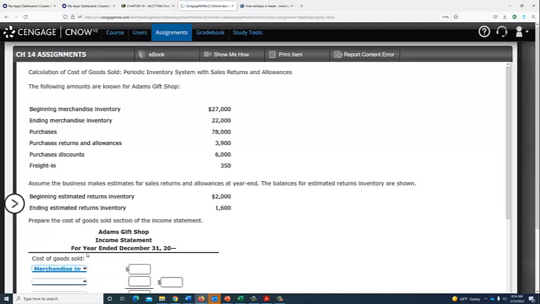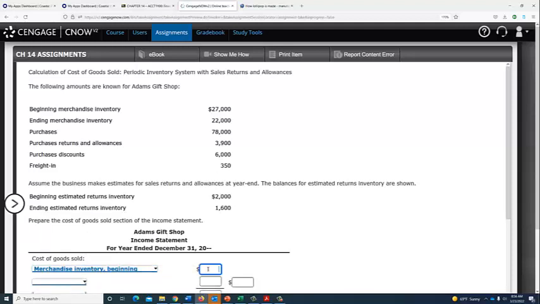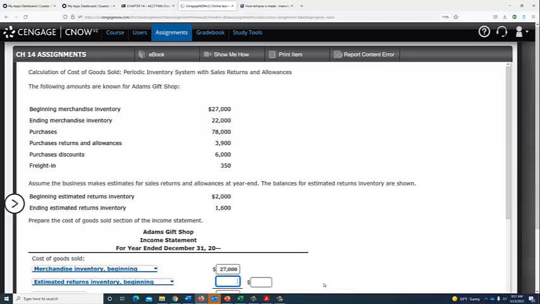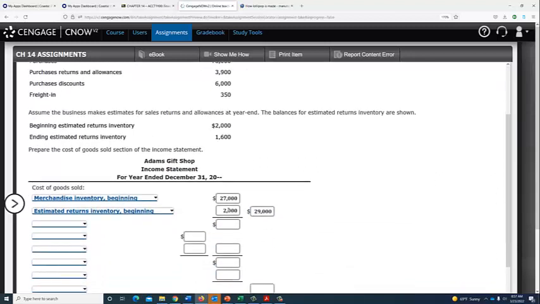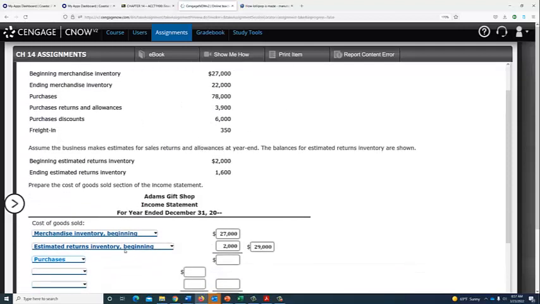So merchandise inventory beginning is 27,000, and then the beginning estimated returns inventory is 2,000, which will give us a total here of 29,000. Next, we figure the purchases. So now we have what we started with. We need to add the purchases of what we've added to our inventory. So we just start with purchases, which were 78,000.